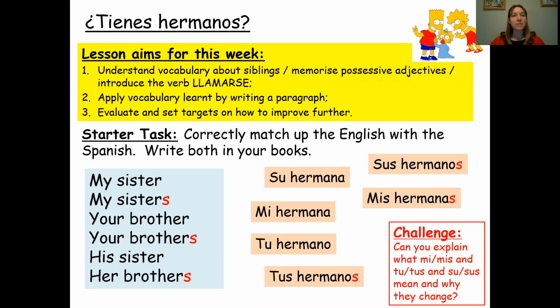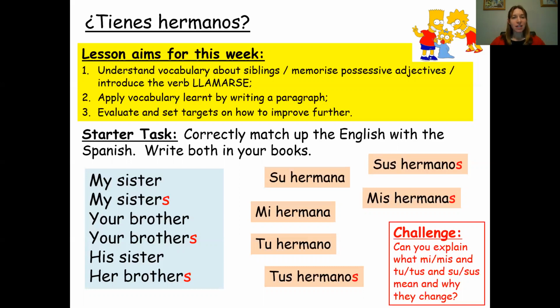So our lesson aims for this week, we're continuing from the ones that I gave you last lesson. So we're understanding vocabulary about siblings, memorizing possessive adjectives, and looking at the verb llamarse, which we'll be looking at today. Remember that beautiful y for the double L, llamarse. We'll apply the vocabulary learnt by writing a paragraph in our next class. We'll evaluate and set targets on how to improve further.